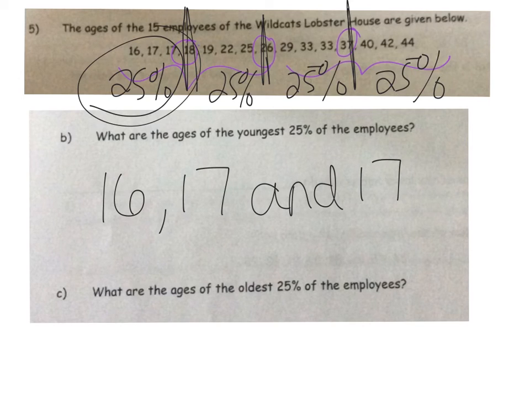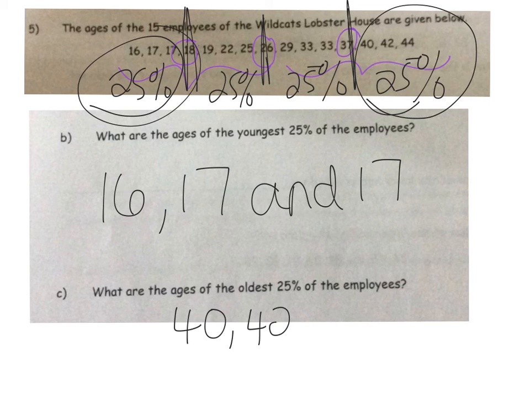Then part C asks the opposite of that. What are the ages of the oldest 25%? That's the top 25%, which are 40, 42, and 44.